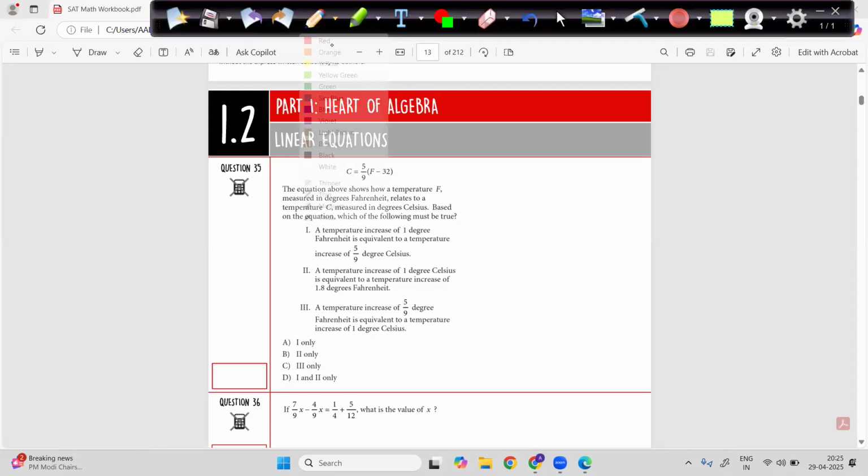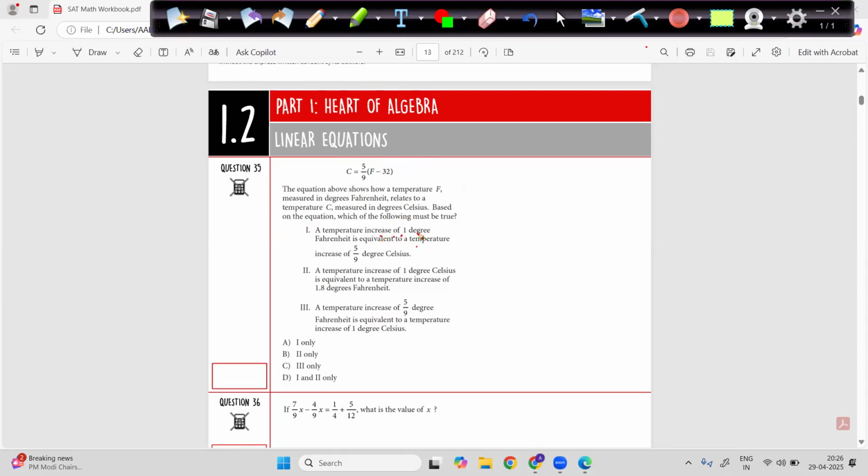So see, the moment I see this, it is a linear function question. I told you, right? The first 2-3 sentences will be just explaining what this is. The equation above gives how temperature F, measured in Fahrenheit, relates to temperature C, measured in Celsius. So this is all about how they got this equation. Nothing to worry about this. Now let us see the question. Which of the following statements must be true? They give 3 statements related to this.